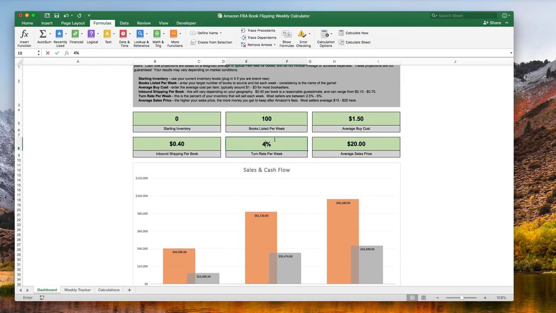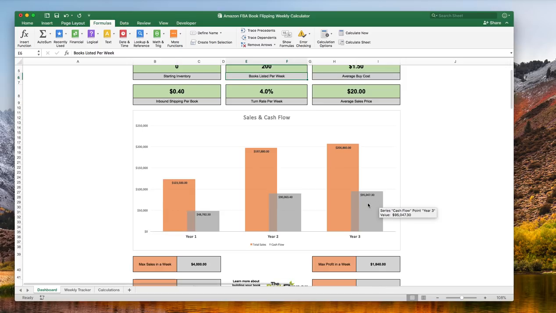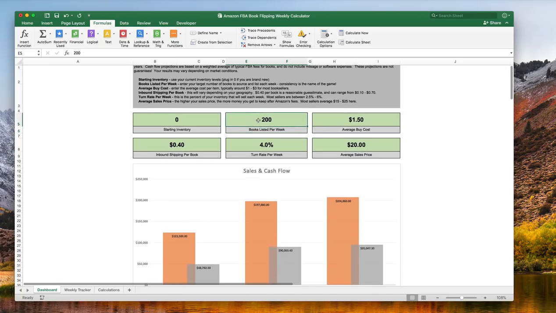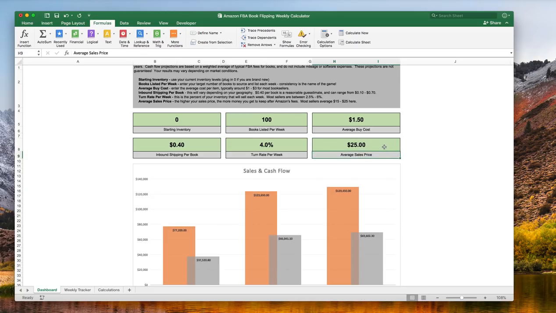Again, I'd put 3, 4, or 5% as good conservative figures. And you could say, hey, Caleb, I can find 100 books a week, no problem. What about 200? You can see what that would do to your business. And you could actually get to where you're generating close to 100 grand of profit a year if you're able to do that consistently. Or if you say, hey, I can only do 100 books a week, but I'm really good at finding great inventory and I'm going to sell $25 books, you can see what that does. If your buy cost is controlled, you can get that down to, let's say, 50 cents. Again, you can play with the variables as much as you want.